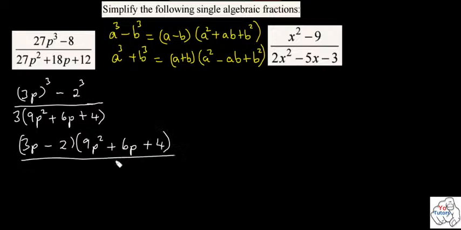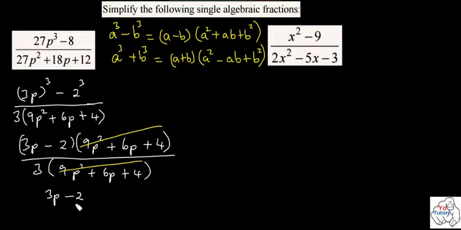Then we go down here. We take 3 outside, 9p squared plus 6p plus 4. Now you can see what is common here, 9p squared plus 6p plus 4. What you need to do now is cancel them out. And now your final answer will equal 3p minus 2 over 3. That becomes your final answer like that. Okay.